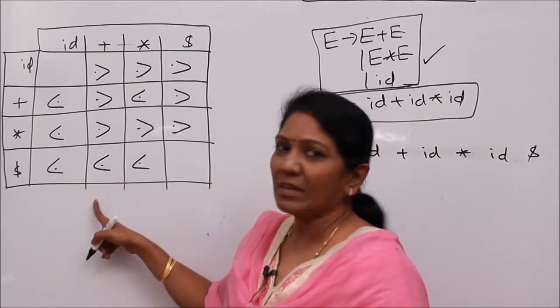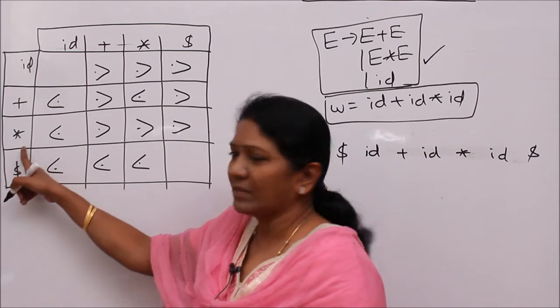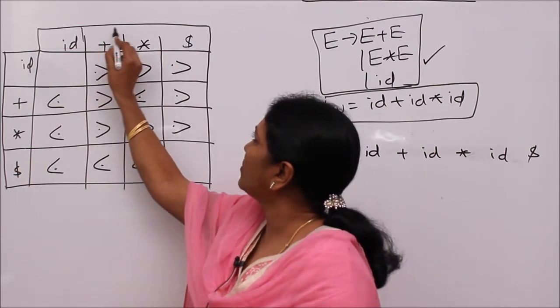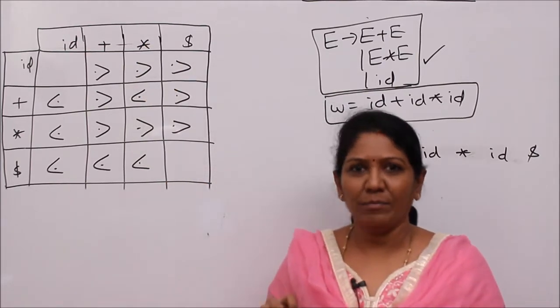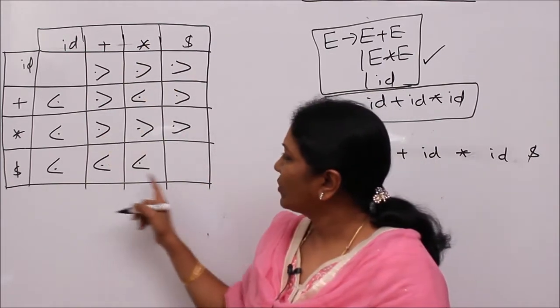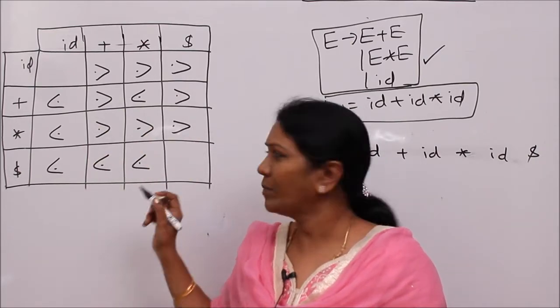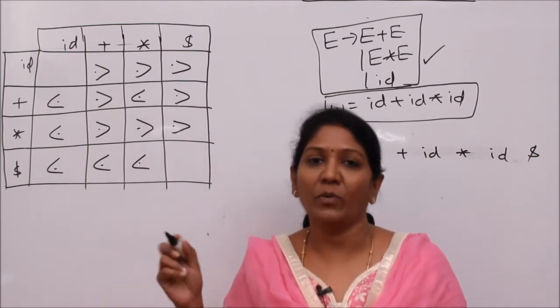This is the precedence relation table for that grammar. What are the operators you have? id, plus, star. In addition to that, we have taken dollar also, because dollar is used as the bottom of the stack as well as the input right-hand marker. Okay. So the entries in the relation table are just precedence relations. You may find some blank entries also. Blank entries always refer to errors.